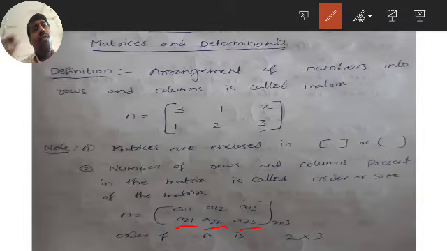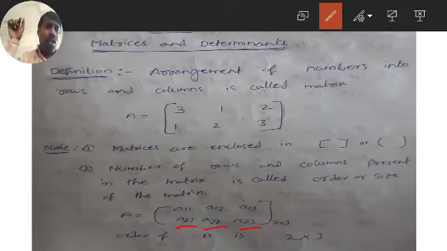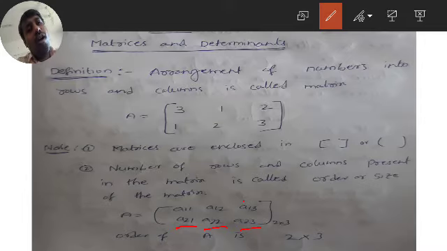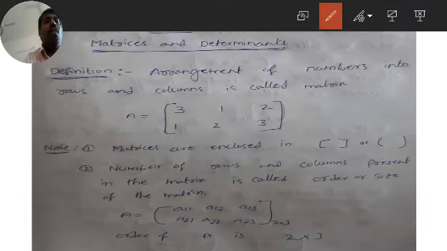What are they? The definition of a matrix, arrangement of numbers into rows and columns. And the second one, the number of rows and number of columns present in the matrix is called the order of a matrix. If a matrix contains m rows and n columns, we say it is of order m by n. We call it m by n. Are you getting it? It is m by n, guys.